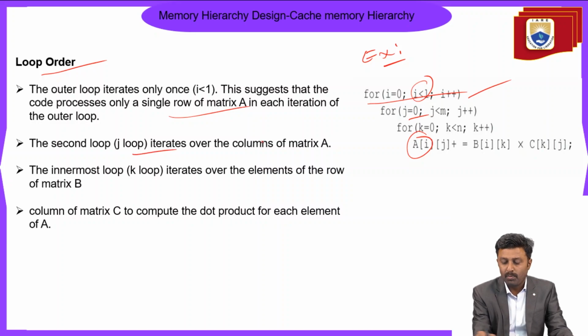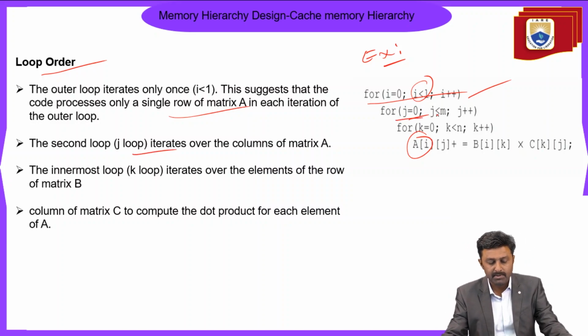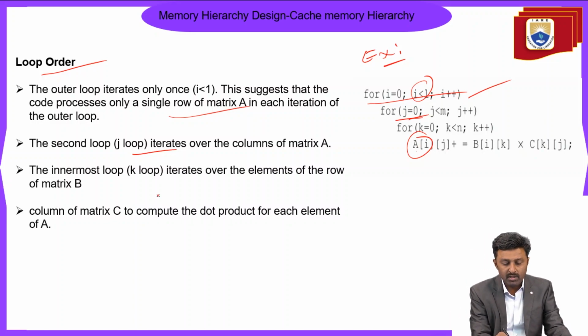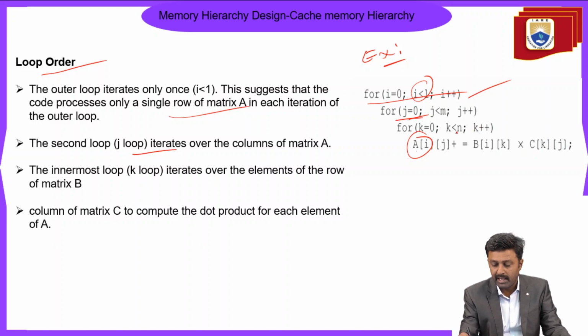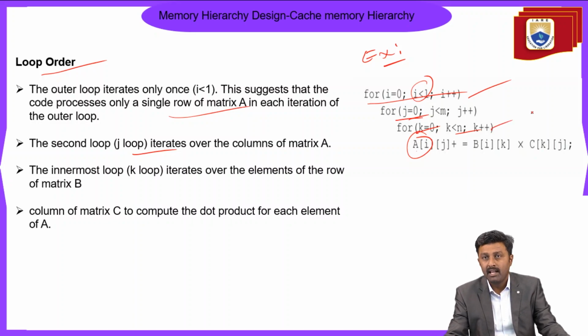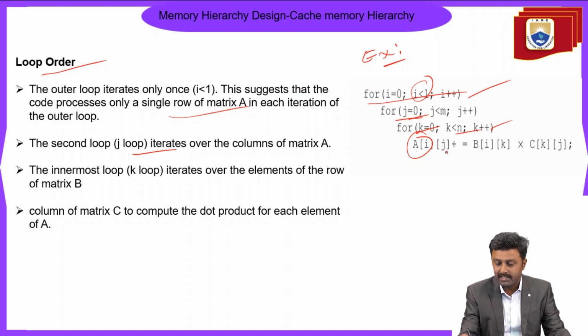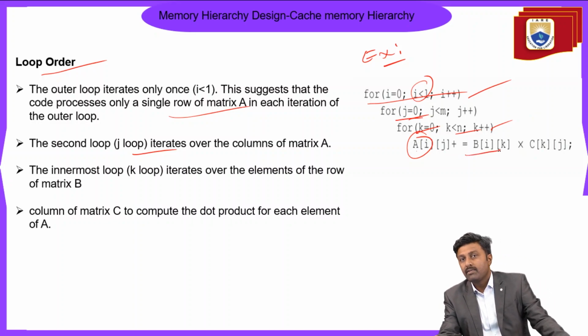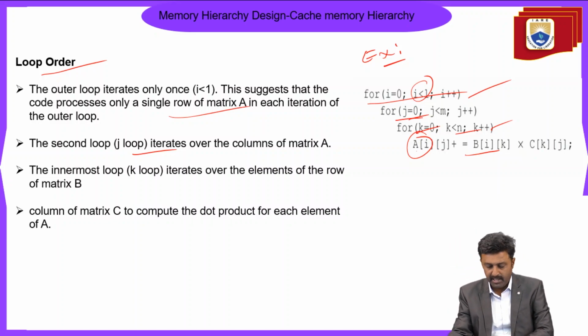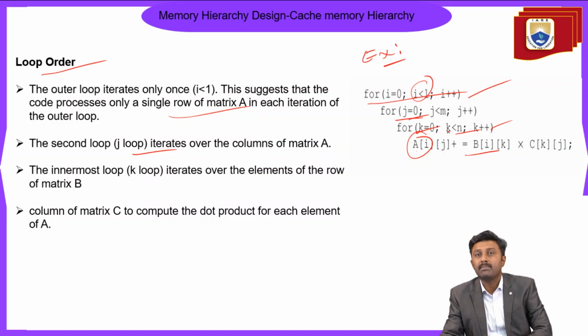If we see the second loop, that is j equals 0, j less than m, j plus plus, it iterates over the columns of matrix A. Then the innermost k loop, that is for k equal to 0, k less than n, k plus plus, iterates over the elements of the row of matrix B, and from the columns of matrix C, to compute the dot product of each element of A. This example shows the principle of locality, wherein the processor stores the data in memory locations which are near to each other.